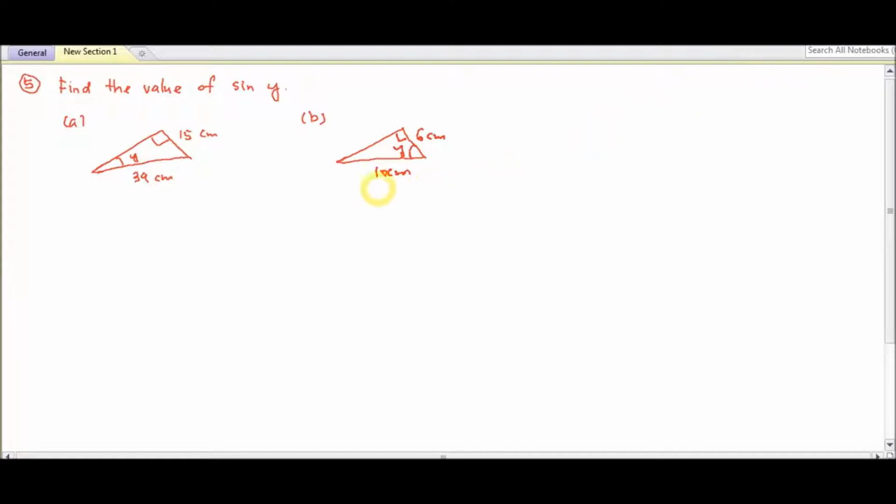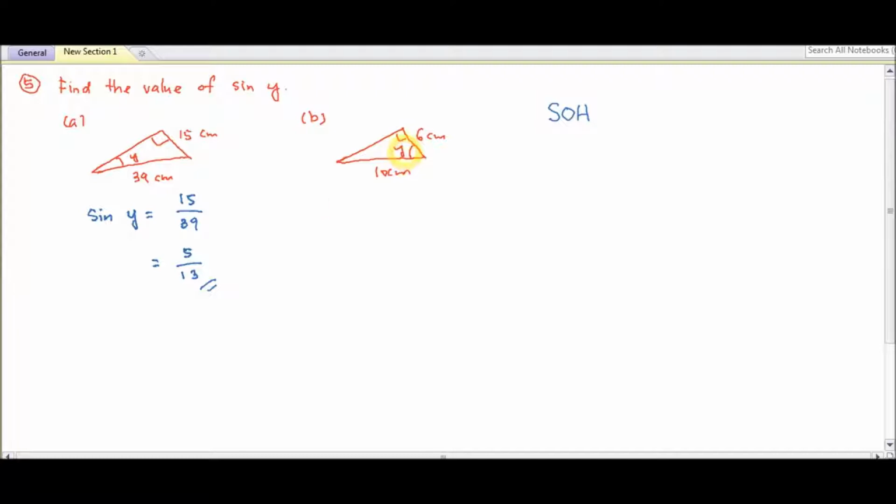Okay, this question will be about the sine. SOH means that sine is equal to the opposite side divided by the hypotenuse. So sine y is equal to 15 divided by 39. We just simplify it, divided by 3. Okay, then we get the answer.